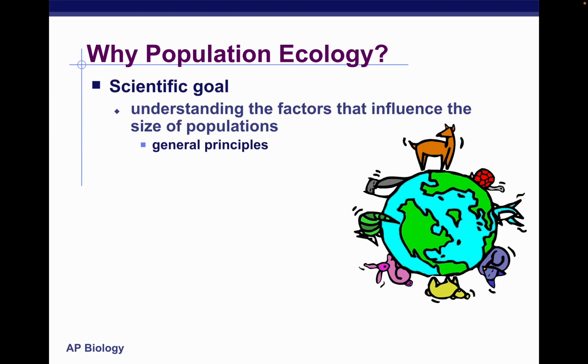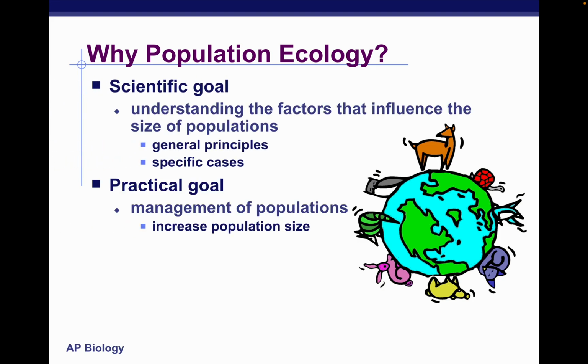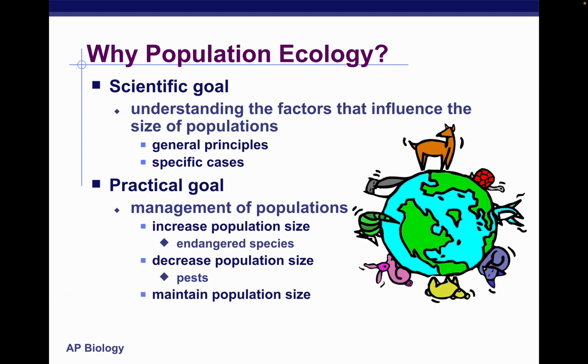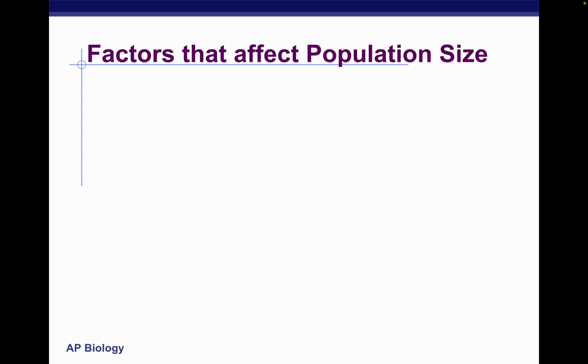So, why population ecology, you may ask? Well, let's talk about it. We want to understand the factors that influence the size of populations, right? The general principles, we take a look at specific cases. We want to manage populations. We need to increase population size of endangered species. We want to decrease the population size of pests. We want to maintain a population size, things like fisheries management, right? Maintain and maximize a sustainable yield.